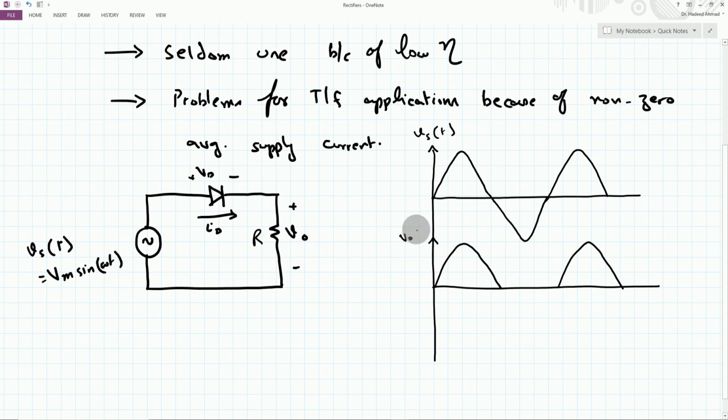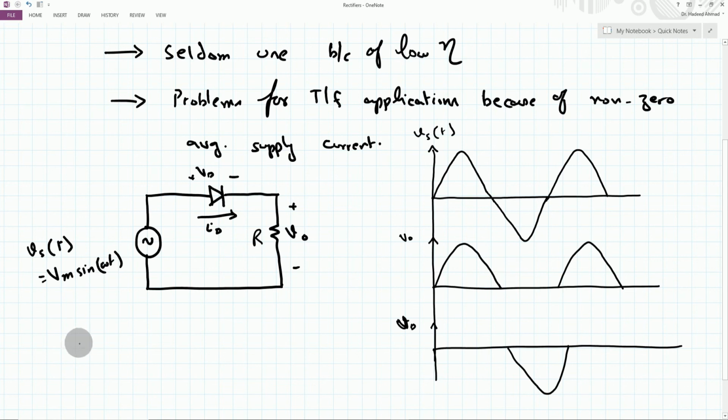This is V0, and the rest of the negative half cycle, or the remaining portion of this AC waveform, is blocked by the diode, and consequently this negative voltage appears across the diode. This is the VD. Now if you notice here, we have not converted the entire cycle of the AC waveform into a DC, rather we are only utilizing one half of the available cycle.